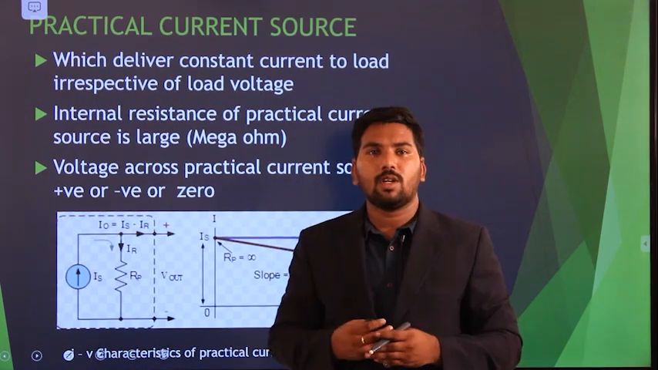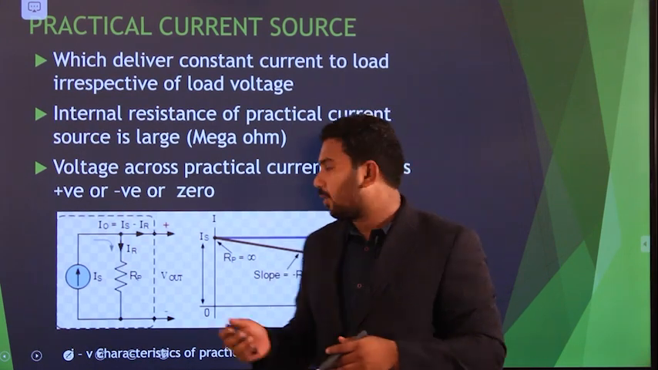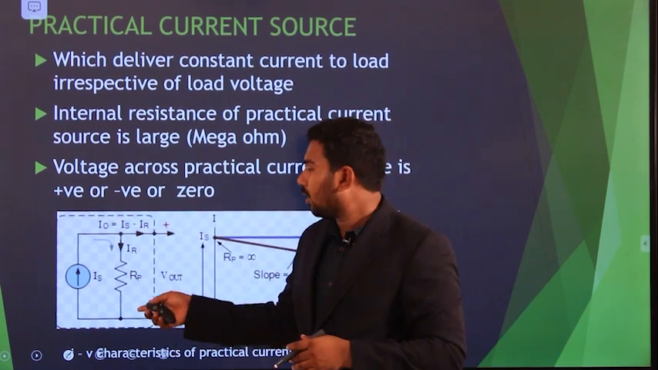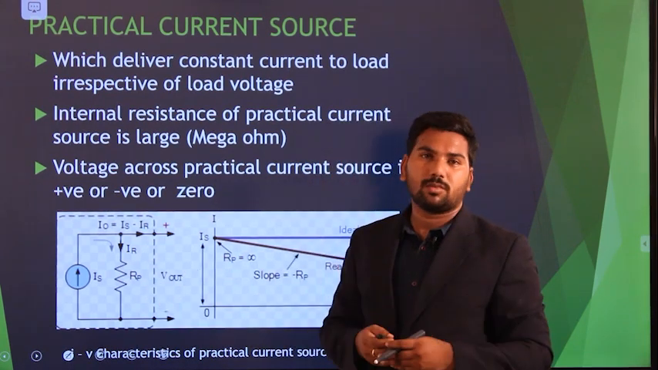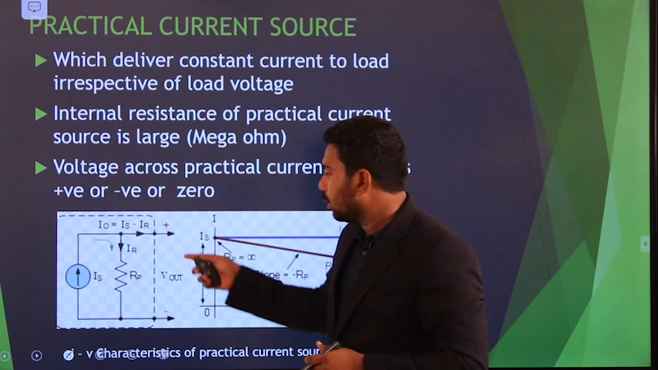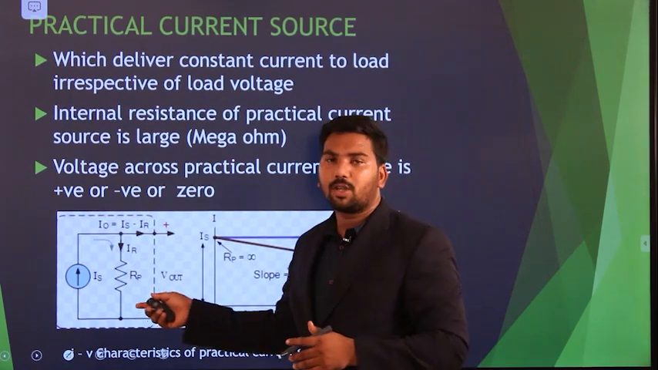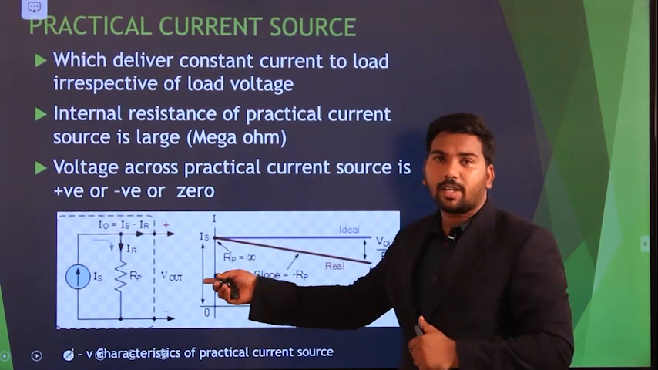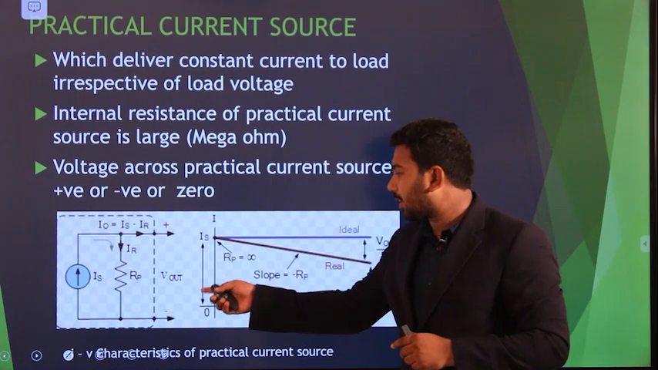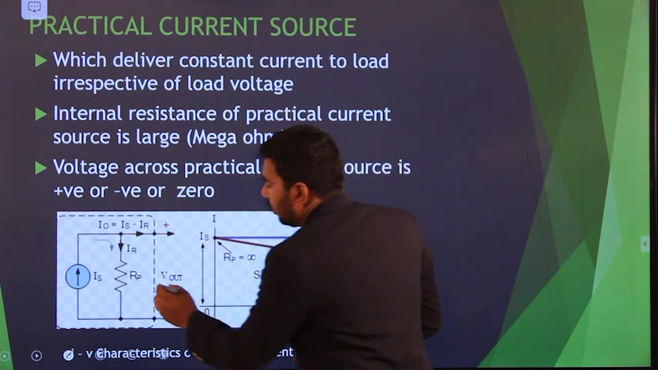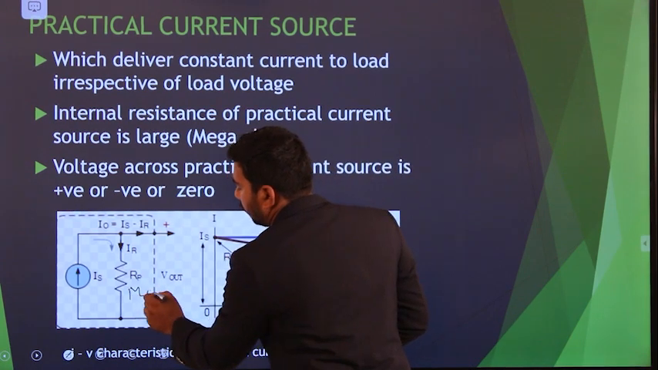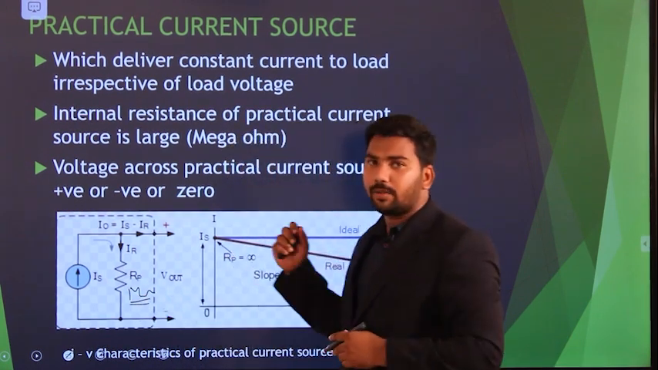Previous thing only. But what is the modification? The modification is that it has a parallel resistance. What is the value? It may be in mega ohm, a very large value practically. So the practical current source has an internal resistance of mega ohm, a very large value.